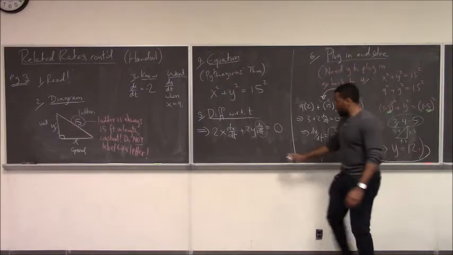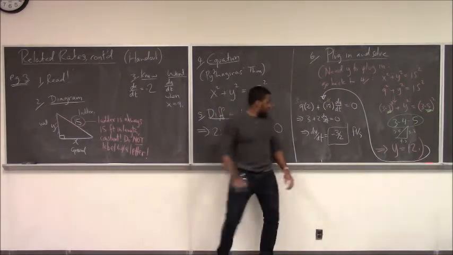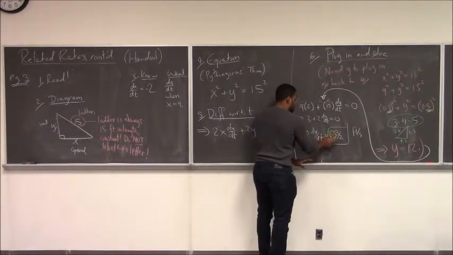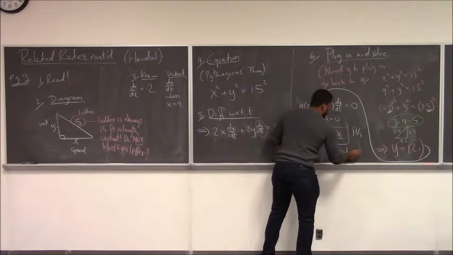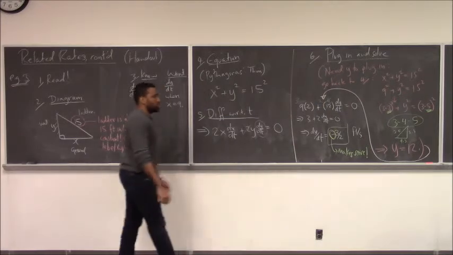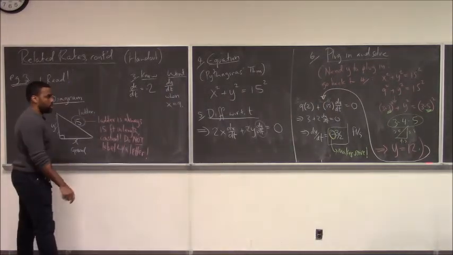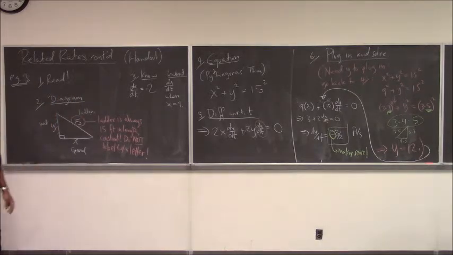And here you would realize that we actually have the negative sign in our answer, which you should think to yourself, okay, that makes sense, right? So it makes sense that there's a negative, because according to our picture, the y is actually decreasing.